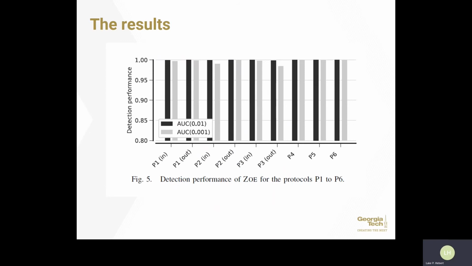So keeping in mind the area under the curve explanation and the false positive rate bound explanation from the previous slide, see this graph of the results from ZOE's intrusion detection. The results are separated by protocol here on the bottom, and furthermore for P1, 2, and 3 by inbound and outbound traffic.